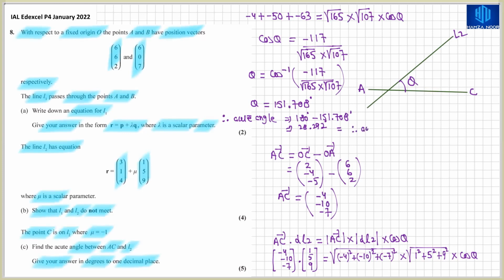Therefore, the acute angle between AC and L2 is 28.3 degrees correct to one decimal place. This is supposed to be our final answer. All right, so this was question number 8 of the International A Level Edexcel P4 January 2022 paper.